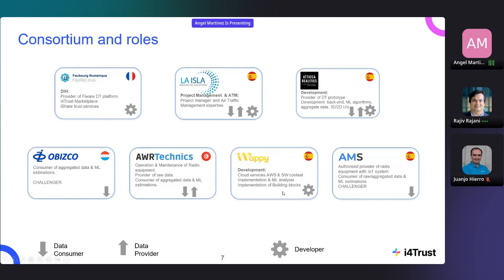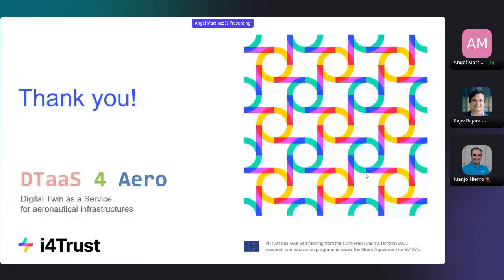We have WAPI, which is also a Spanish company that is providing cloud services and software context and development. And AMS, which is a system provider. I wanted to keep it short as requested. So if there is any question, but I think this gives a view on the expected benefits and consortium as requested.